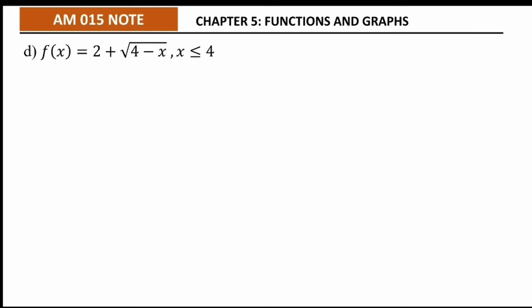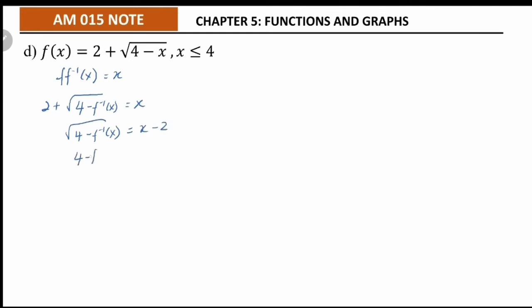Last example, f(x) equals 2 plus square root of 4 minus x for x less than or equal to 4. So f of f inverse equals x. 2 plus square root of 4 minus f inverse equals x. Square root of 4 minus f inverse equals x minus 2. 4 minus f inverse x equals (x minus 2) squared. And then f inverse equals 4 minus (x minus 2) squared.